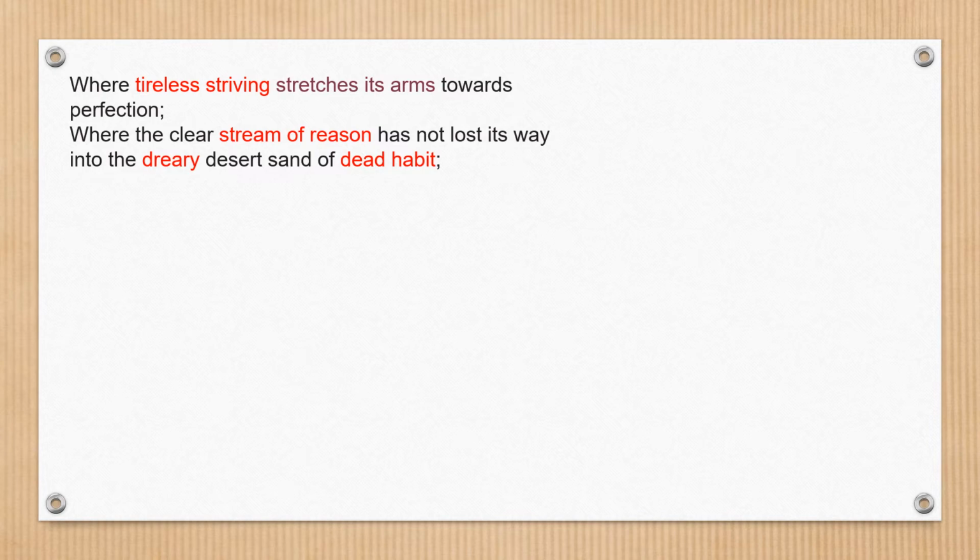Example, old customs, you can see the dowry system in our country, the child marriages in our country, the child labor in our country. So these are the dead habits, old traditions, children, which we should not follow. Rabindranath Tagore wants that this kind of traditions should not be followed in the country.